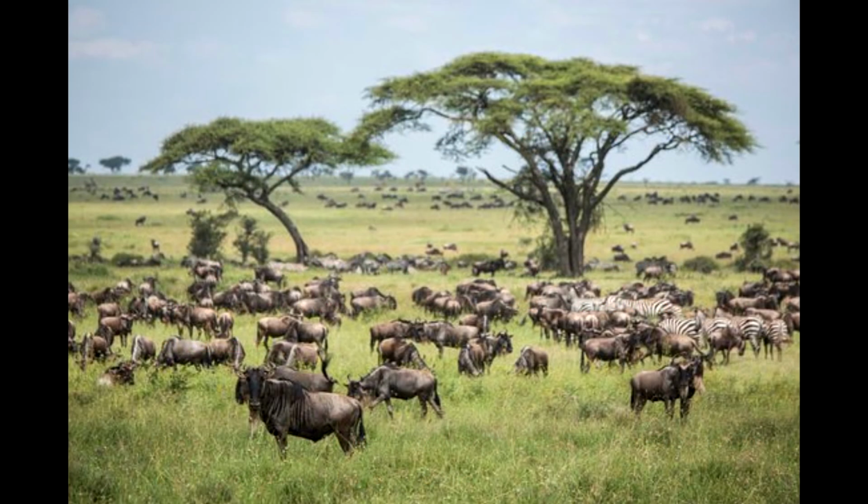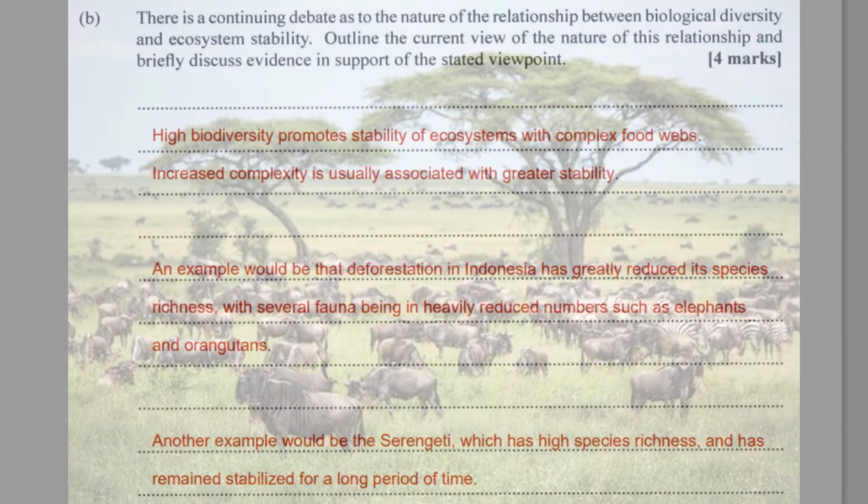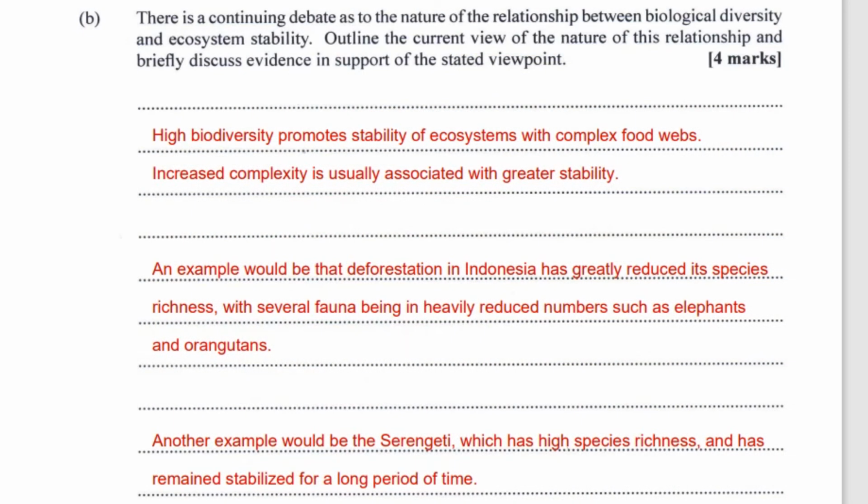So another example would be the Serengeti National Park. This has a very high species richness, and over time this national park has been studied and the ecosystem has remained stable for a long period of time, at least without human intervention.